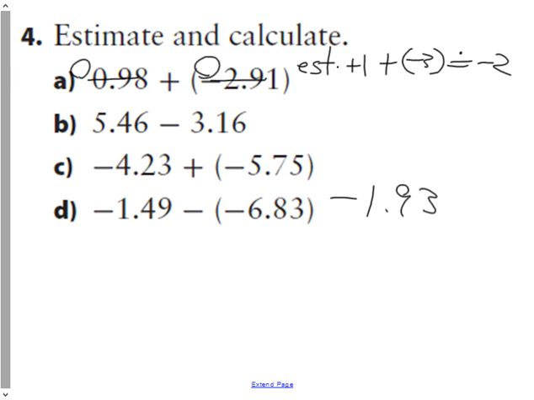Oh, that's the wrong one. That's my calculation. Any questions on that first one?